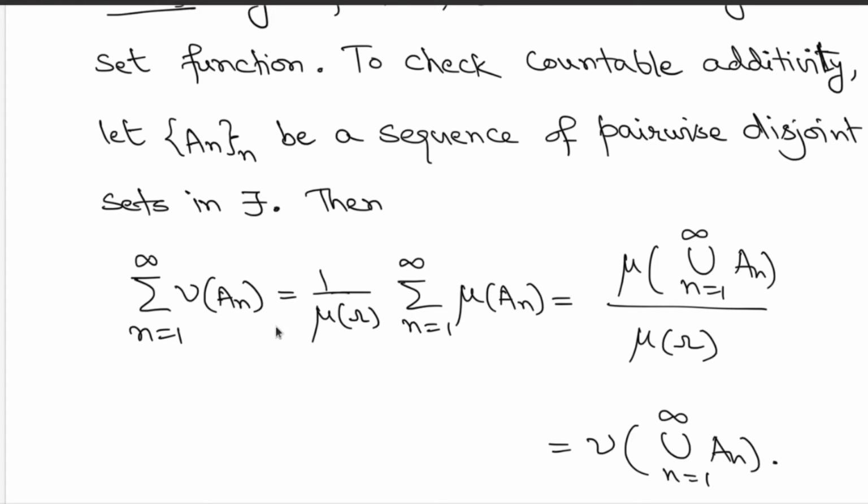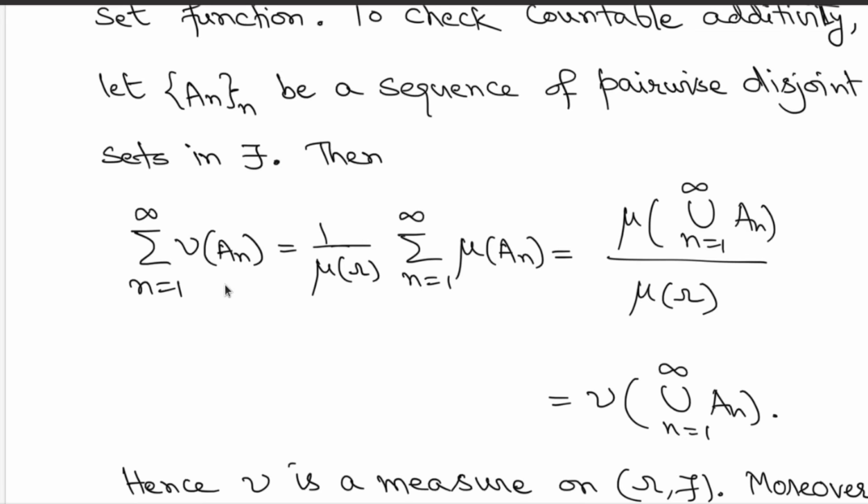So how do we do this? You choose A_n, a sequence of pairwise disjoint sets from the sigma field script F. To check countable additivity, you look at the summation. On the left hand side, I am adding up the individual sizes according to the new measure. Put in the definition: the factor 1 over mu of omega is common, so it comes out of the summation, and you just add up the individual sizes according to the mu measure.